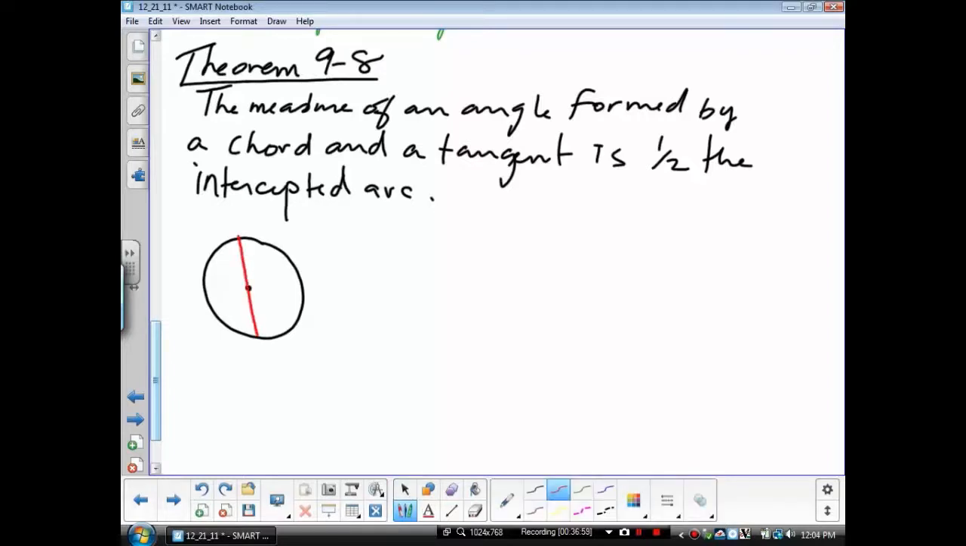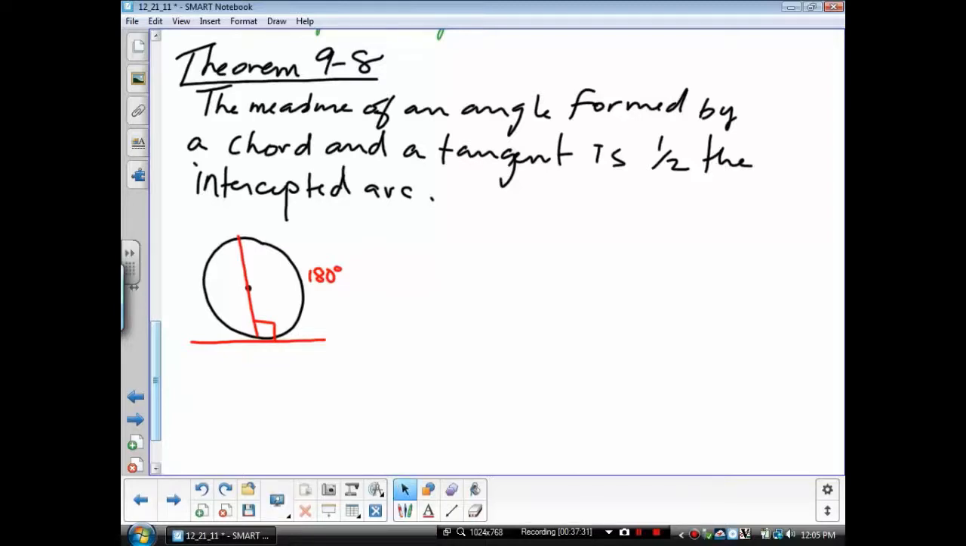Then the angle formed by a chord and a tangent will have to have what measure? Which is half of the 180, isn't it? If this is a semicircle, because that's a diameter, 180 degrees, then this has to be 90, which is half of 180. So that's the simplest case.